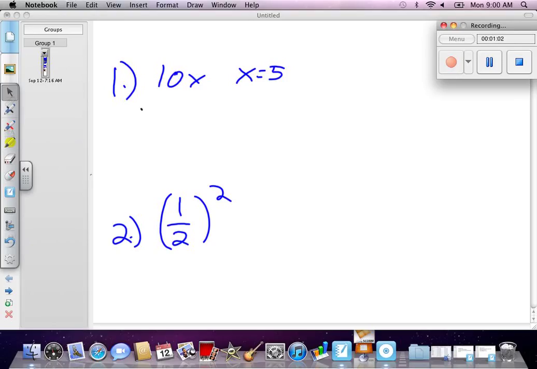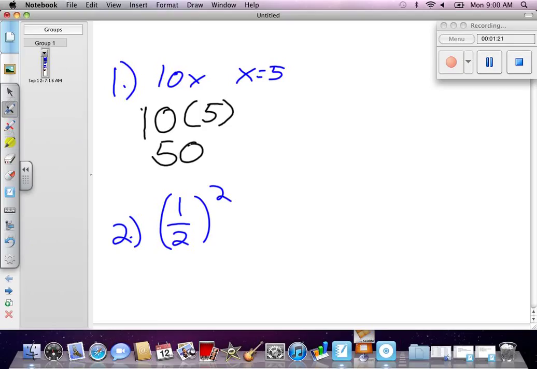Thank you. Okay, so if we look at number 1, we've got 10x where x equals 5. So that's just where we're going to replace that x with a 5. And then what's 10 times 5? 50. Good. Okay, now number 2 can be tricky. Is that 1/2 times 2, or is that 1/2 times 1/2? 1/2 times 1/2, be careful of that. 1/2 times 1/2 is 1/4.